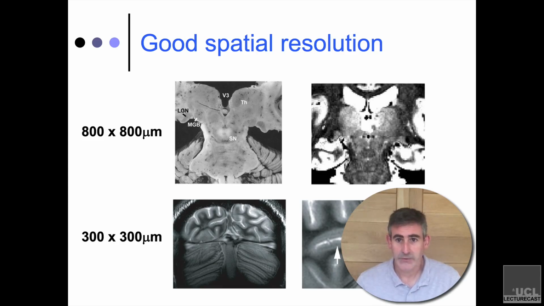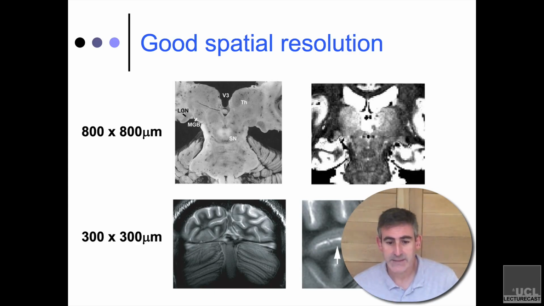So a typical research quality scan is about 1 by 1 by 1 millimeter, which is very good, because hospital scans use smaller or larger voxels than that. They'll be about 1 by 1 by 7 millimeters. But you can do better than that. You can get scans that are 800 microns by 800 microns, which I'm showing in the top row here.